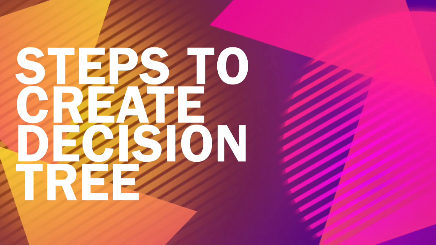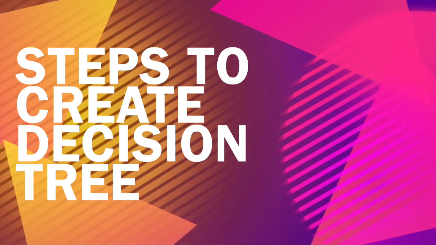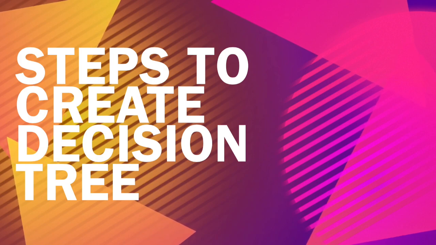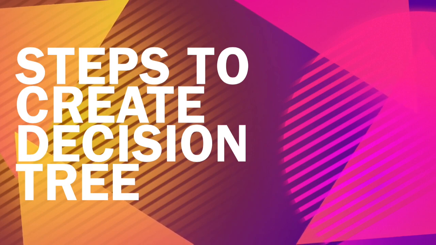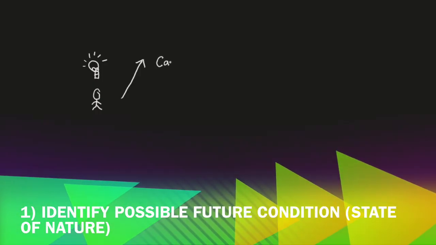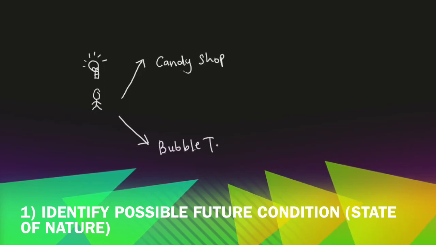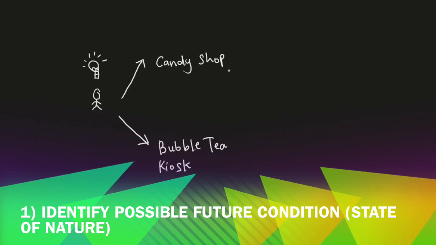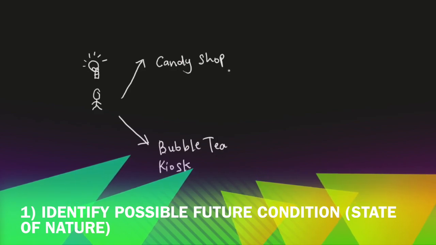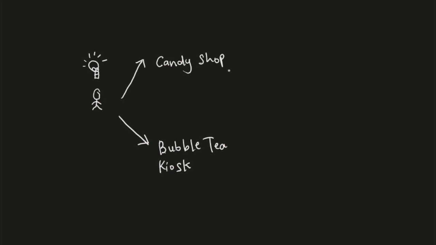Okay. I believe by now you already understand how you can use the decision tree in a quantitative analysis. So basically, there are 5 steps when you want to use the decision tree for quantitative analysis. Step number 1, we are going to use the same example again. Step number 1 is you have to identify the possible future condition, or we call it the state of nature. In our example just now, our possible future condition is whether you open up a candy shop or whether you open up a bubble tea kiosk.